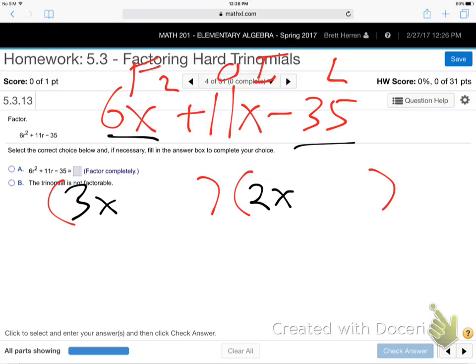Jump to the L. Don't worry about the sign, but just say what times what's 35. 7 and 5. You should calculate if you're rusty on those. 5 times 7. 7 times 5.